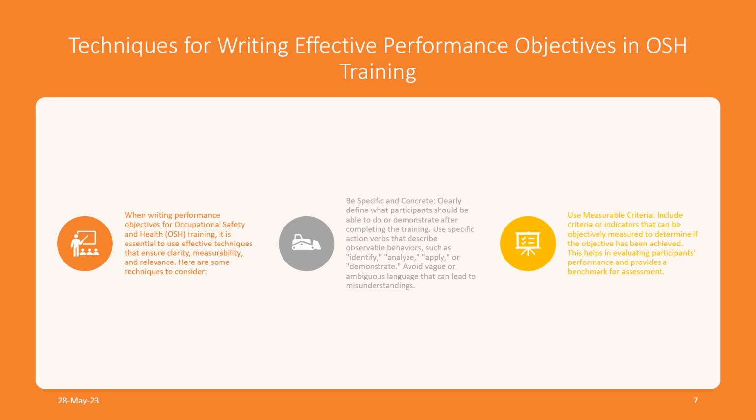First technique: it has to be specific and concrete. For example, we need to use specific action verbs that describe observable behaviors, like we want to identify, we want to apply, we want to analyze, and we need to avoid ambiguous language that leads to misunderstandings for the trainers as well as the trainees. Use measurable criteria. How are you going to use measurable criteria? Measurable criteria help to evaluate participants' performance by having a set of assessments.